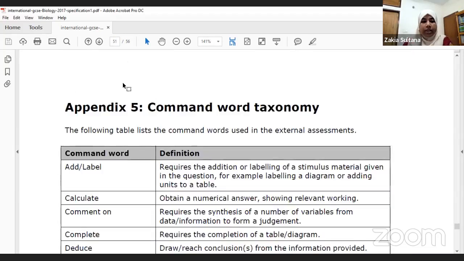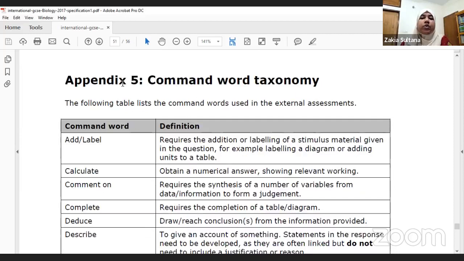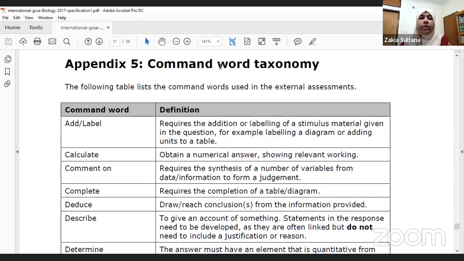So if you look at this Appendix 5, you will see this is called Command Word Taxonomy. It means they are defining some words here, and they use these command words to frame the questions they are asking you. So they can ask the question, describe the adaptations of alveoli. They can ask you, state the adaptations of alveoli. They can ask you, explain the adaptation of alveoli. So all these three questions have to be answered in a different manner. You cannot just write the same point for all these and expect to get equal marks.